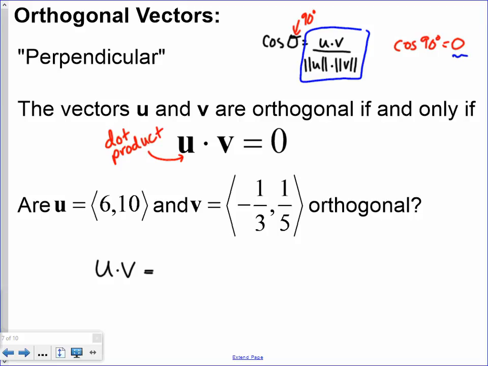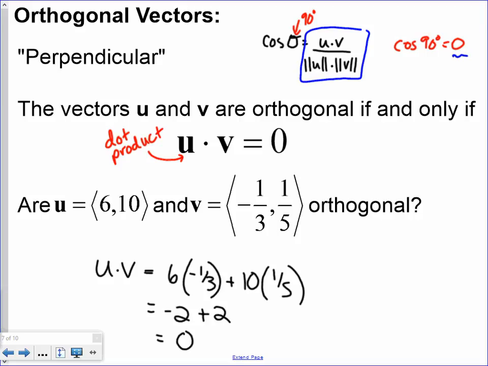I want to know, is the dot product 6 times negative 1/3 plus 10 times 1/5 equal to 0? That's negative 2 plus 2. So my dot product is 0. The answer would be yes. These are orthogonal. If you got any other number besides 0, your answer would simply be no. They are not orthogonal.